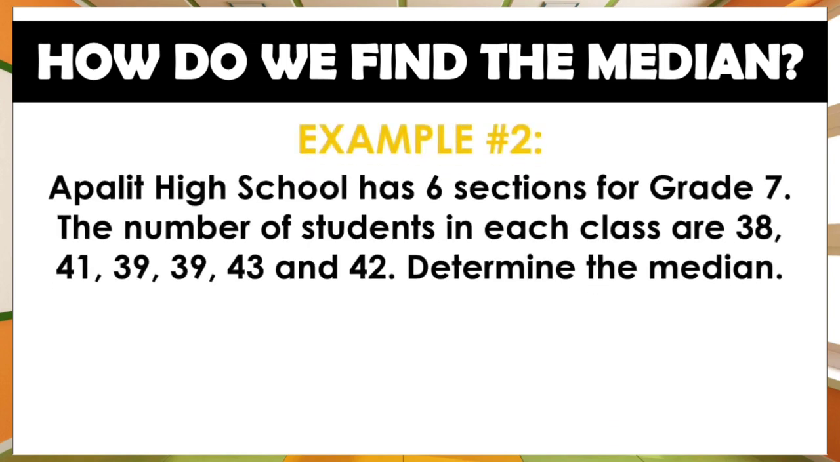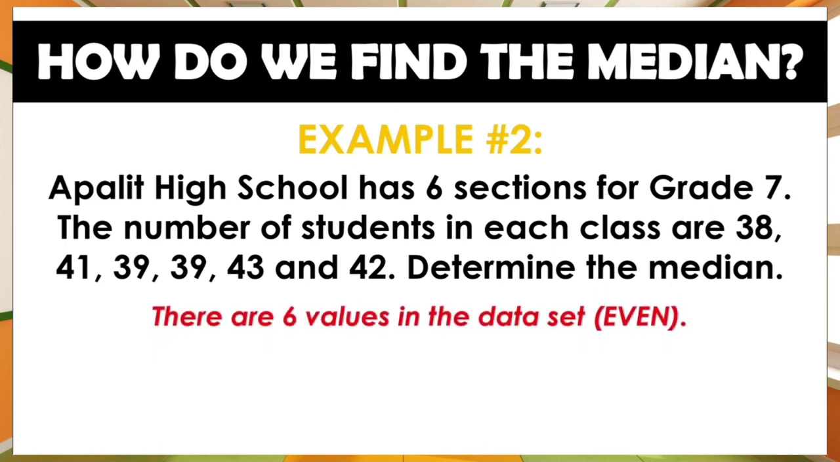Apalit High School has 6 sections for grade 7. The number of students in each class are 38, 41, 39, 39, 43, and 42. Determine the median. If you notice, we have 6 values in the dataset which is even. This means that we can expect 2 middle values once we arrange the data.